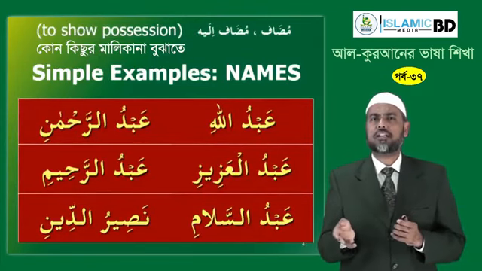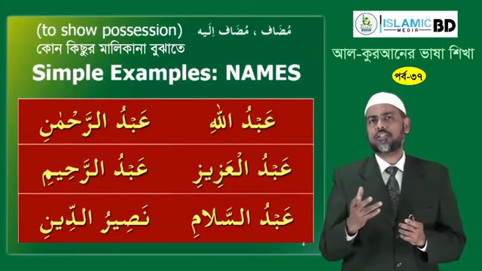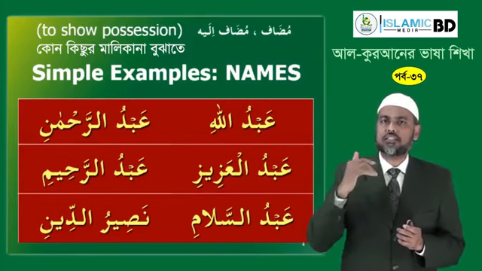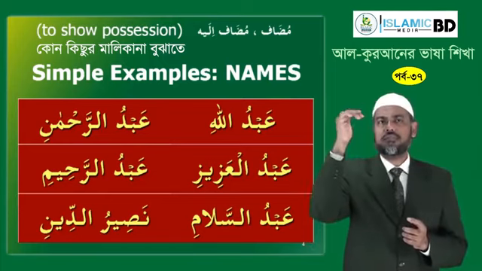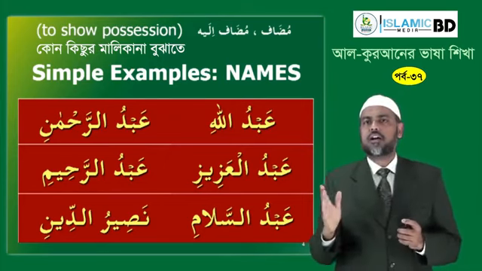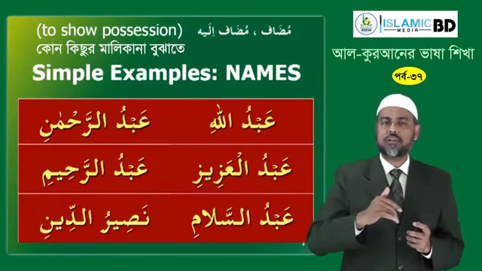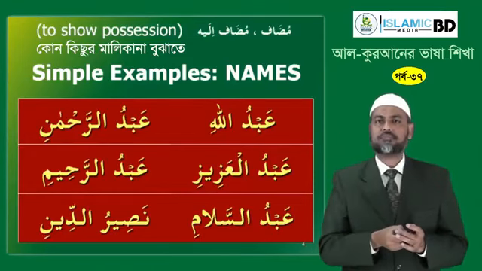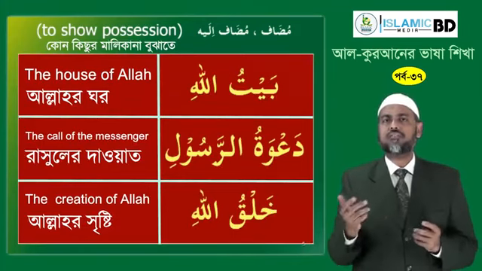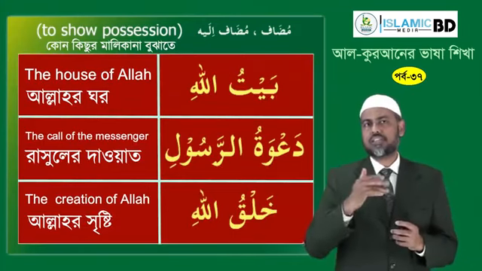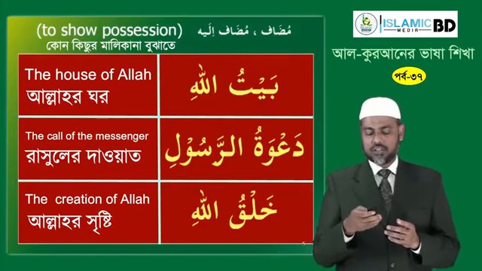The same rule applies for names. Take simple examples like Abdullahi, the slave of Allah. Abdul Rahmani, the slave of the most gracious. Or Abdul Azizi, Abdul Rahimi, Abdul Salami, Nasirud Dini. Baytullahi, Da'watur Rasuli, the call of the messenger. Khalqullahi, the creation of Allah.